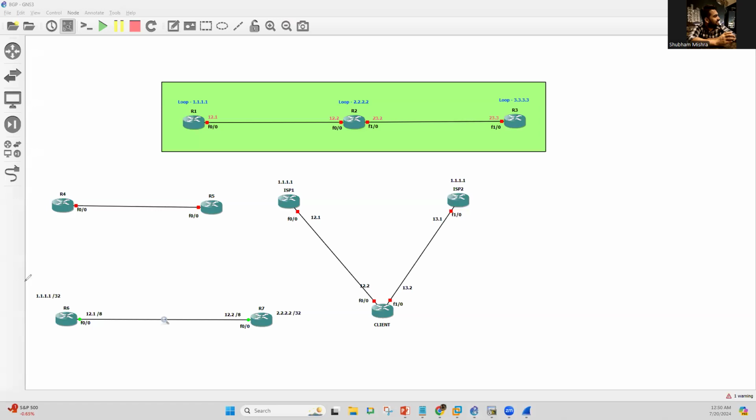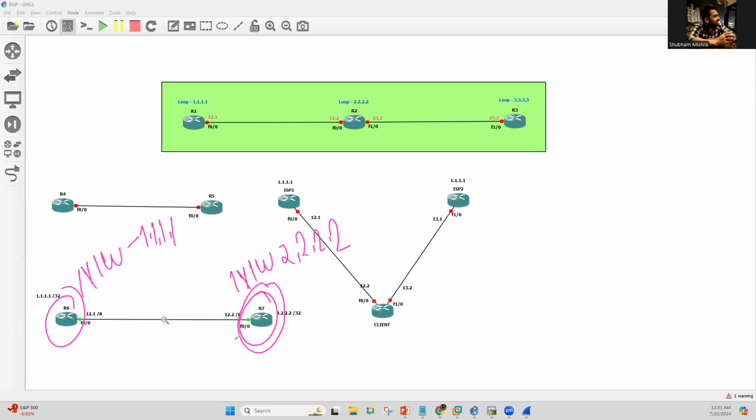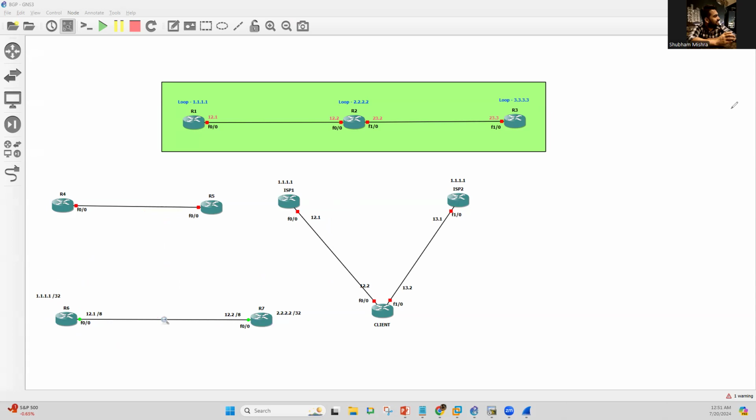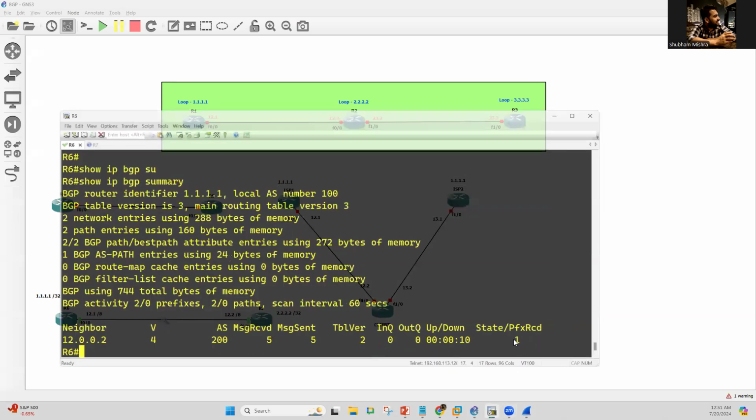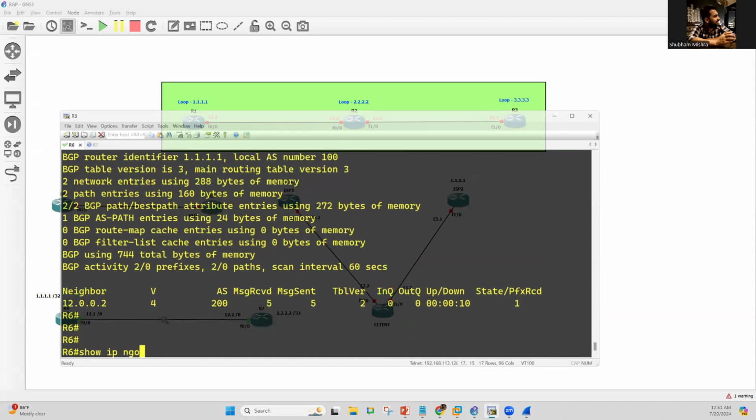So see, on R6 you ran the network command, and with its help you advertised 1.1.1.1. On R7 you ran the network command for 2.2.2.2. It means R7 is advertising this prefix to R6, and R6 is sharing its prefix with R7. So that's the reason you are getting prefix 1 in the result. Why? Because R6 received one prefix from its neighbor, that is 2.2.2.2.